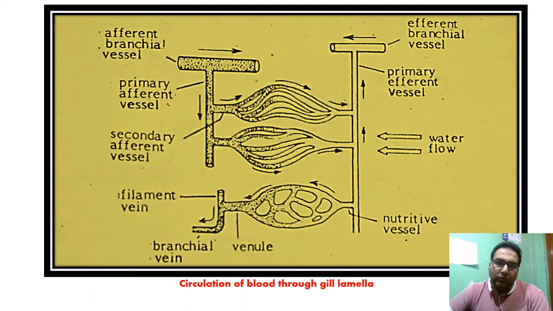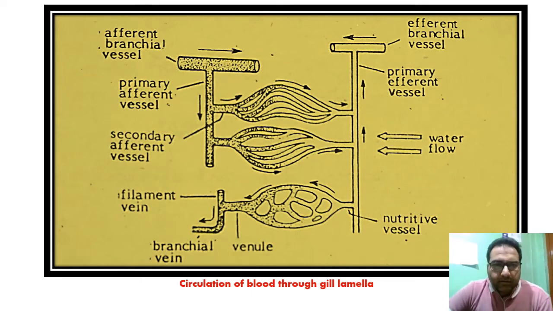So there are two vascular pathways in a gill: the respiratory pathway and the non-respiratory pathway. The respiratory pathway is associated with the exchange of gases, or with respiration, whereas the non-respiratory pathway is associated with nutrition and circulation of the hormones. Let us discuss how these two pathways work.